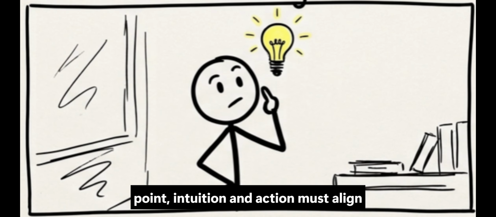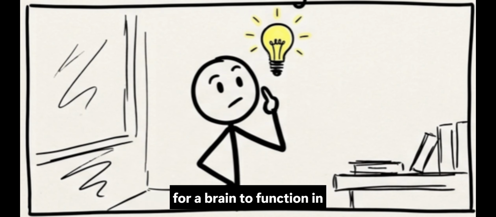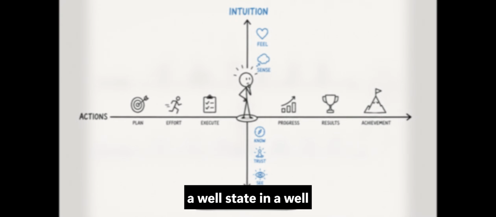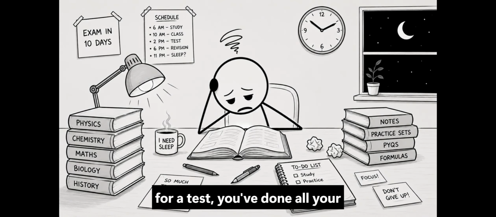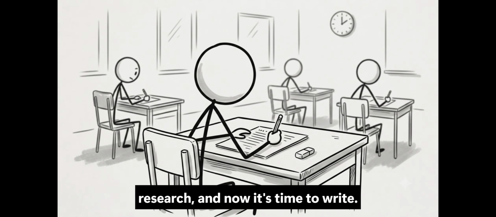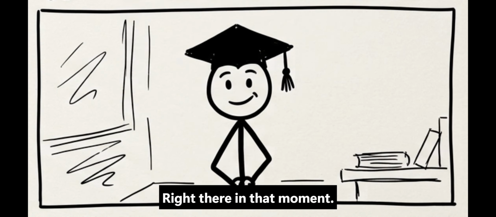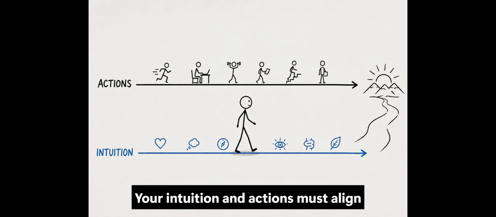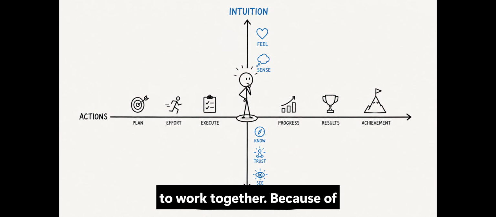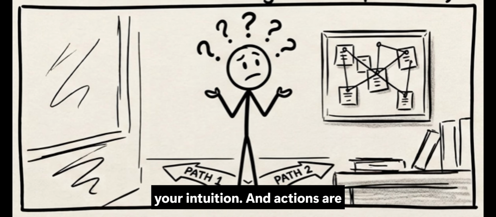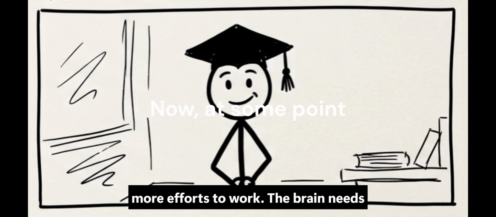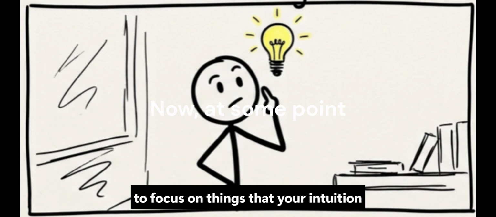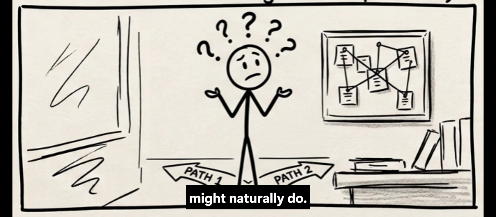Now, at some point, intuition and action must align for a brain to function in a well, natural, organized state. For example, you're preparing for a test, you've done all your research, now it's time to write. Right there, in that moment, your intuition and actions must align to work together. Because if your intuition and actions are not aligned, the brain needs more effort to work. The brain needs to focus on things that your intuition might naturally do.